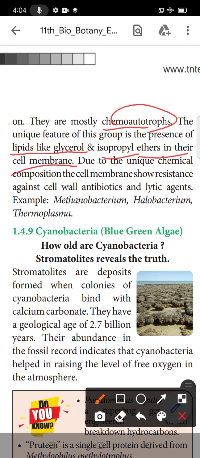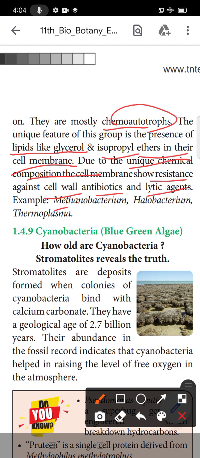Cell membrane is the outer layer. Due to the unique chemical composition of the cell membrane, they have resistance against cell wall antibiotics and lytic agents. Examples are Methanobacterium, Halobacterium and Thermoplasma. Okay, the next one is cyanobacteria. Cyanobacteria, already you know, are the blue-green algae.